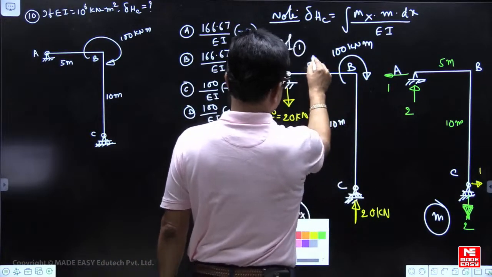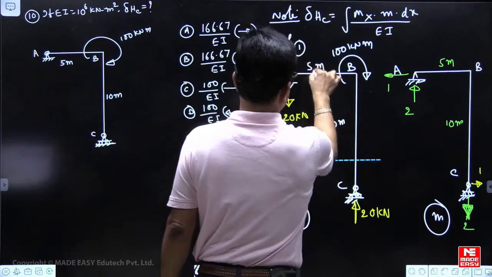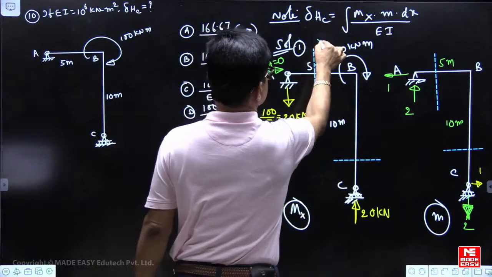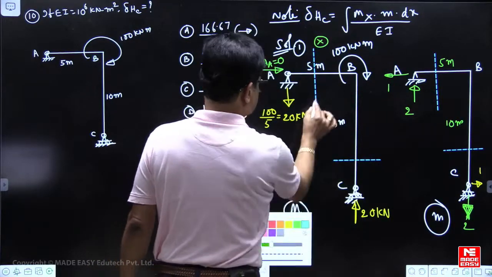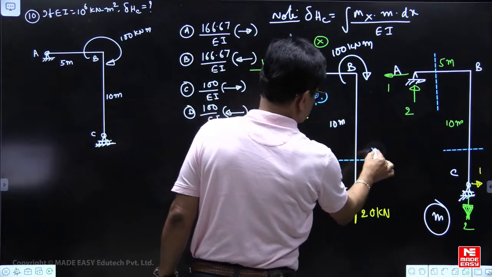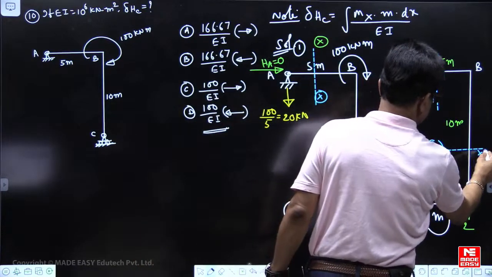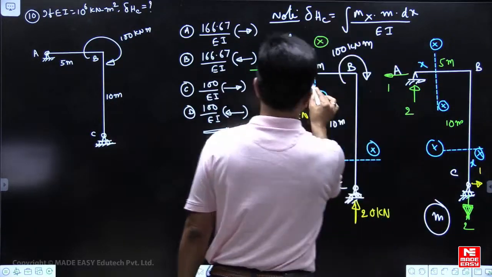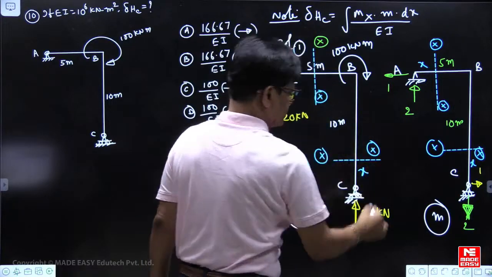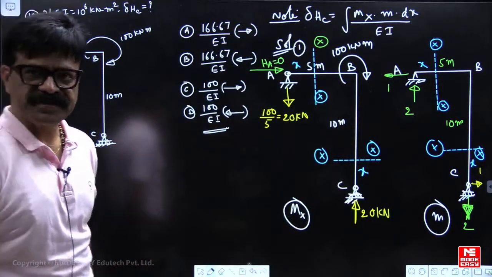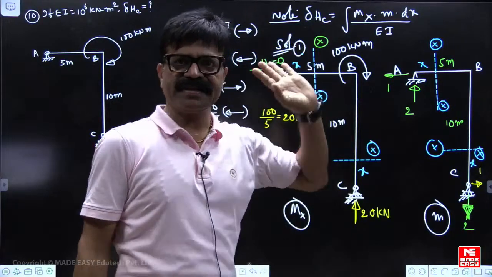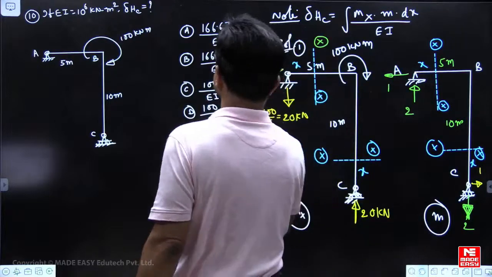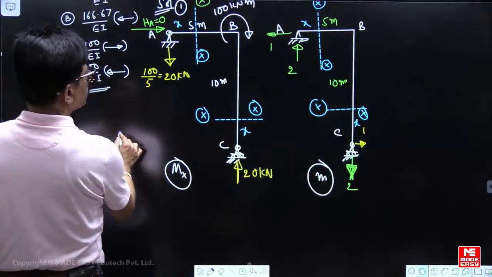Now cut here. Take a section XX. This is X, X. You can take X here, X here. So Mx and m diagrams. Assume that it has taken say 40 seconds time. You are left with 1 minute. In that 1 minute you must fill the table.